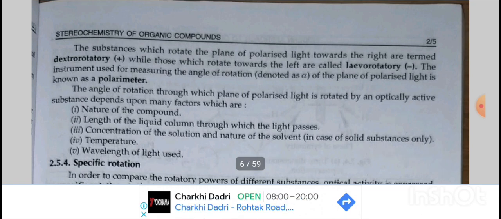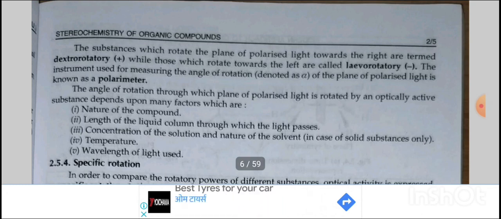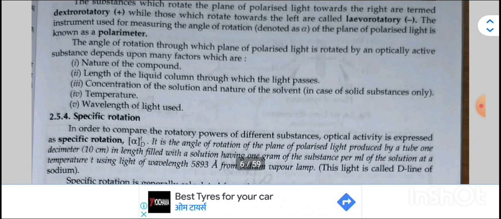The angle of rotation through which plane polarized light is rotated by an optically active substance depends upon many factors, which are the nature of the compound, the length of the liquid column through which the light passes, the concentration of the solution, and the nature of the solvent. In case of solid substances, only temperature and wavelength of light used. Specific rotation.